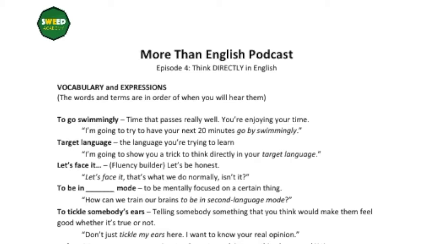Swimmingly. Next, I mentioned your target language. Now, probably your target language is English, especially if you're listening to this. But in a broader sense, your target language is whatever language you're learning, right? Imagine you're also learning Spanish, or Korean, or Chinese, or Arabic, or whatever. That language that you're learning is your target language, right? A target is something that you're aiming for, right? A goal, an objective. So this is your target language.